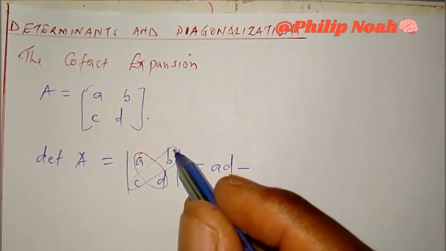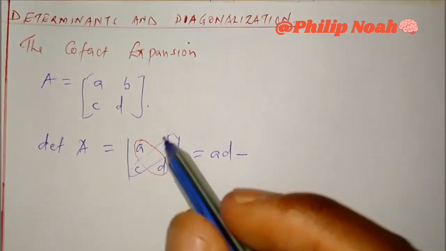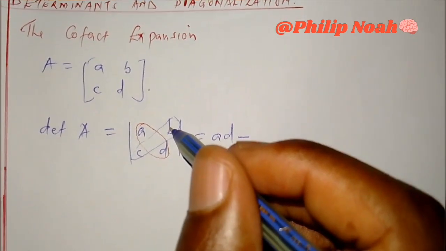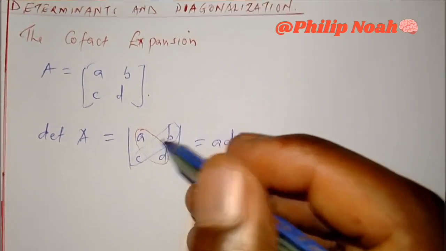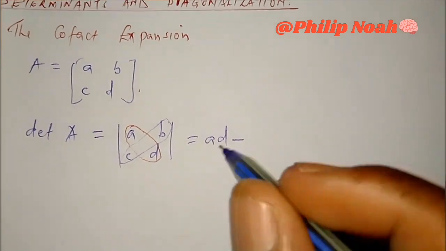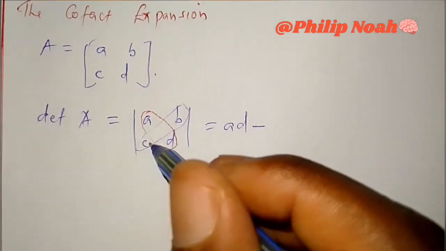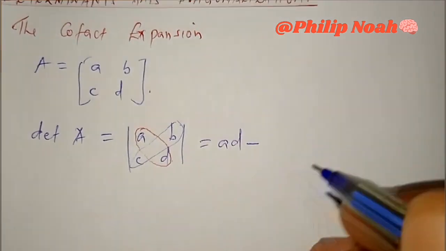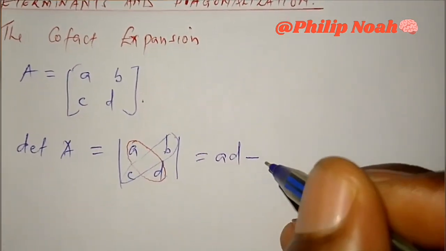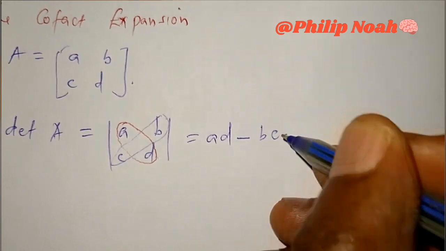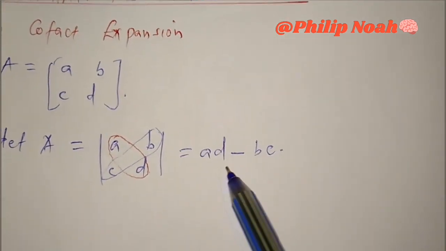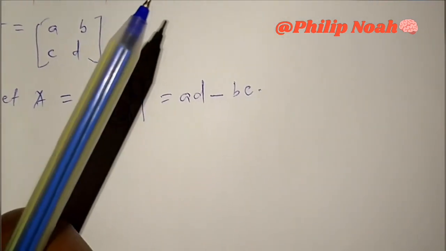So we subtract the product of the elements in the other diagonal from the product of the elements in the main diagonal. The elements in the other diagonal are B and C. So the product is BC. So the determinant of A is AD minus BC.